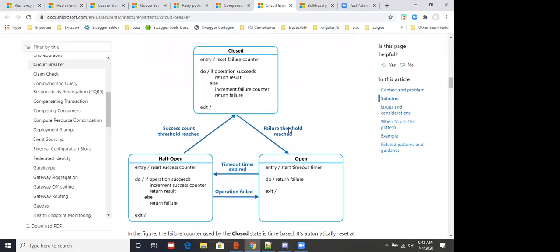Is the failure counter for a single request or for all the requests? No, all the requests. If one request fails, the failure count increases by one. It could be from the same client or from different clients. It doesn't matter. This is global for all the requests.